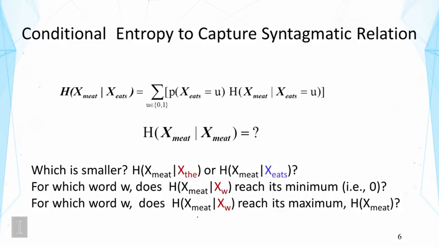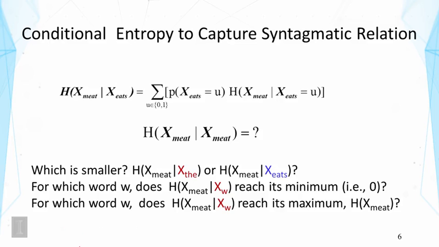So let's see how we can use conditional entropy to capture syntagmatic relations. Now, of course, this conditional entropy gives us directly one way to measure the association of two words, because it tells us to what extent we can predict the one word given that we know the presence or absence of another word. Now, before we look at the intuition of conditional entropy in capturing syntagmatic relations, it's useful to think of a very special case listed here. That is the conditional entropy of the word given itself.